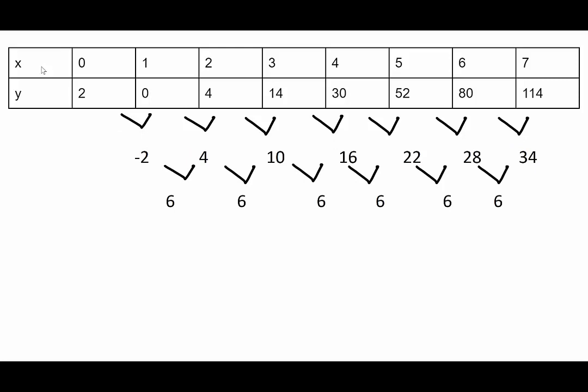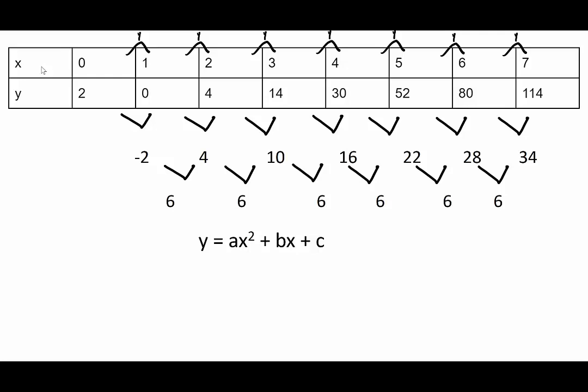So our D2s, 4 minus negative 2, and we got 6. So all of our D2s are 6s, our second level of subtractions. So we know that we have a quadratic. Our second level of differences give us a constant. We find our differences for our x's, and we have a constant of 1. So we know we have a quadratic.